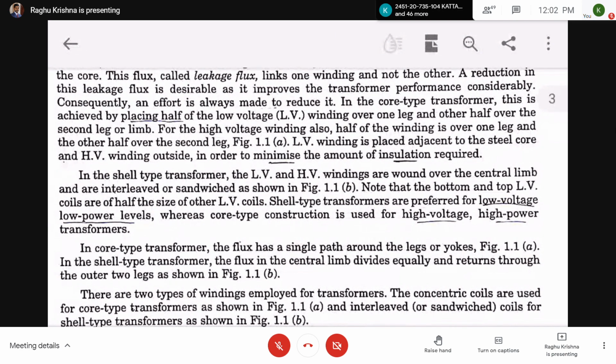In an LED bulb, what happens? The high voltage of 230 volts is reduced to a lower voltage, and then that low voltage is rectified, converted to DC, by using diodes. Next, that DC will be given to the LEDs which are connected in series.